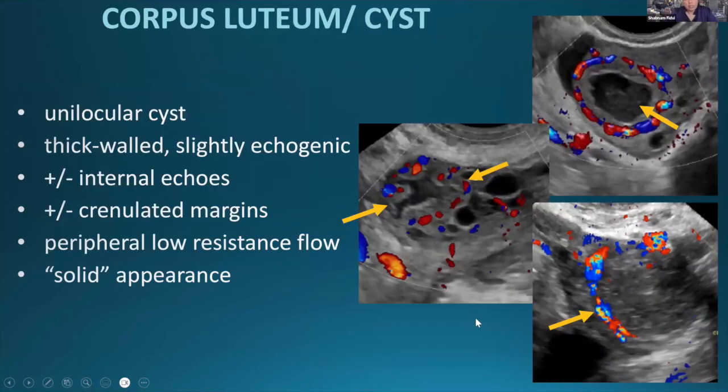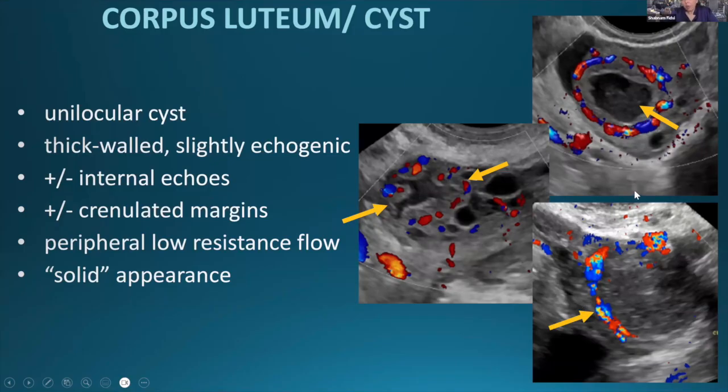How does a corpus luteal cyst differ? So this is also a unilocular cyst, but unlike a follicular cyst, it actually has a thick wall, and the wall is typically echogenic. Now, it may or may not have internal echoes, like in these examples here. It may or may not have crenulated margins, which basically means wavy margins, like in this example. But when you put color flow Doppler on, these lesions will show peripheral low resistance flow, like in all the examples on these ultrasound images.